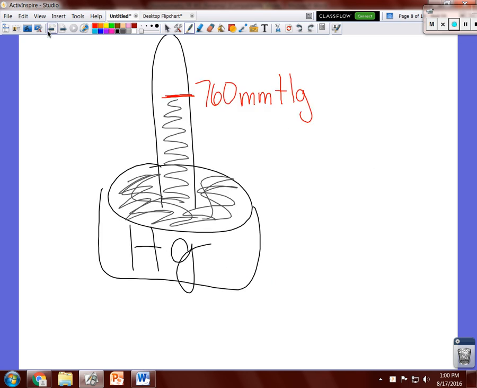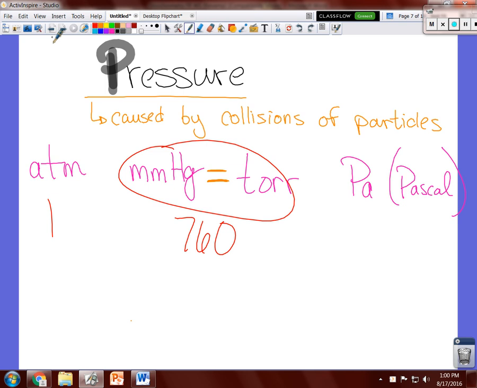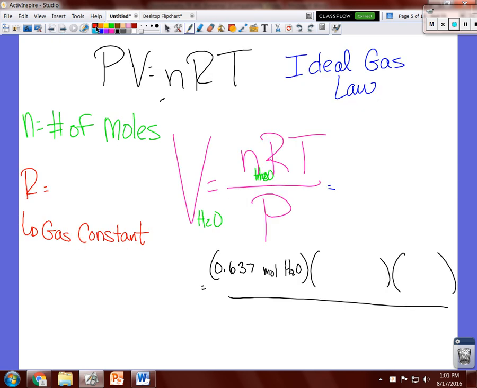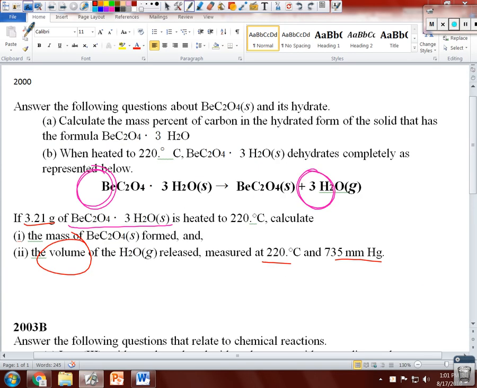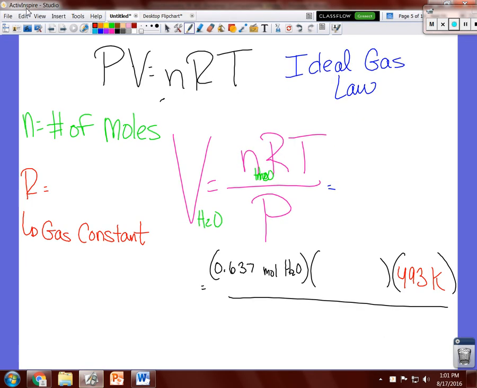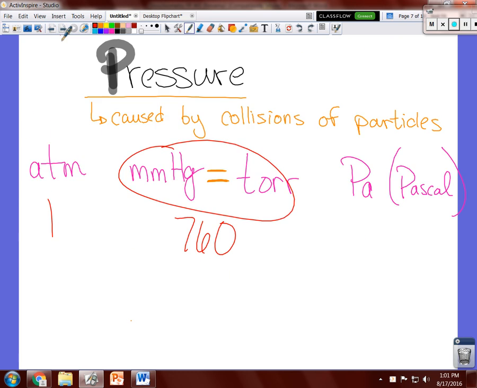Okay, so let's go back and plug in our temperature. So 493 Kelvin. The last two things that we're missing are our R, which is a constant. Can you use that sheet on the exam and the test? Yes. And the pressure unit. Look at the question. What pressure unit is given? Millimeters of mercury. This is where your brain has to kick into overdrive.